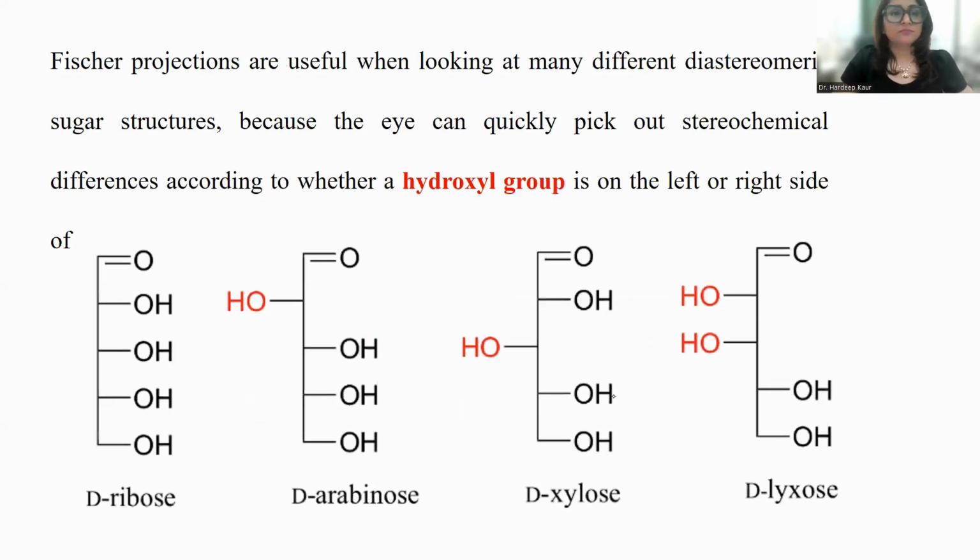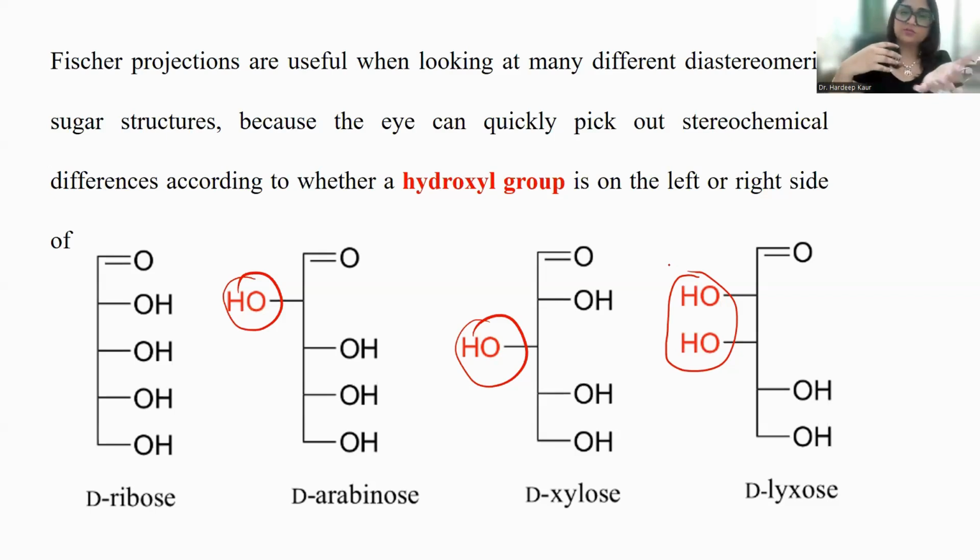So this is also D-ribose, and here OH is there, but if you are representing it like this, this is arabinose. And if it is represented in the second position, that is D-xylose. But if both the OH are on this side, then it is lyxose. So basically, they all are diastereomers. I can quickly pick out the stereochemical differences according to whether the hydroxyl group is on the left or right side, so we check which type of sugar it is.